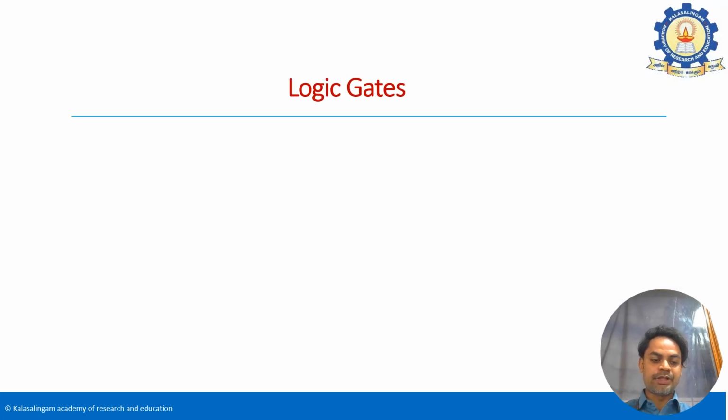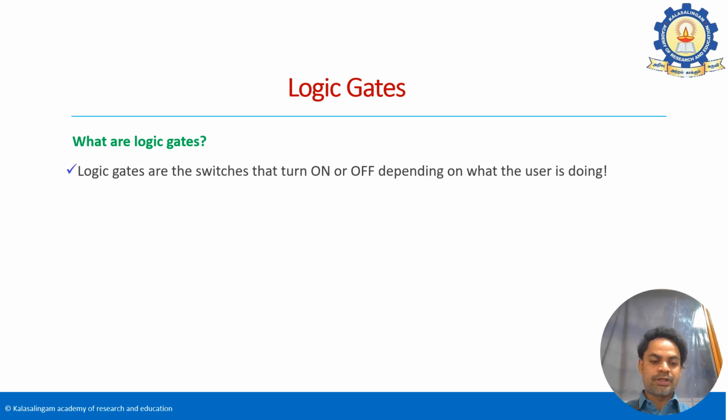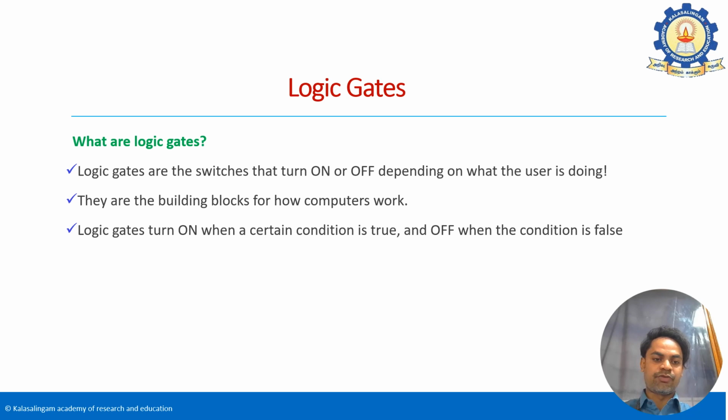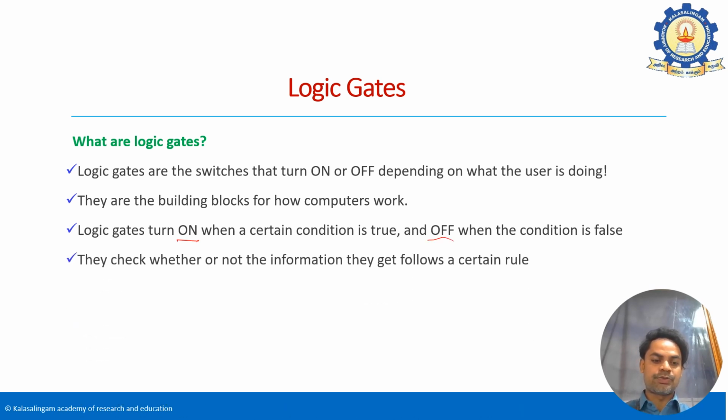Next, moving into the logic gates. There are several logic gates that are available. Why are they being used? They are being used to turn on and turn off a particular switch at a particular condition that is required. And they are the building blocks for computers: from logic gates we have flip-flops, and from flip-flops we have the registers and the other logical circuits that are available. So when a particular condition is true, the logic gate turns on, otherwise it is turned off. So it is equivalent to a switch over here.